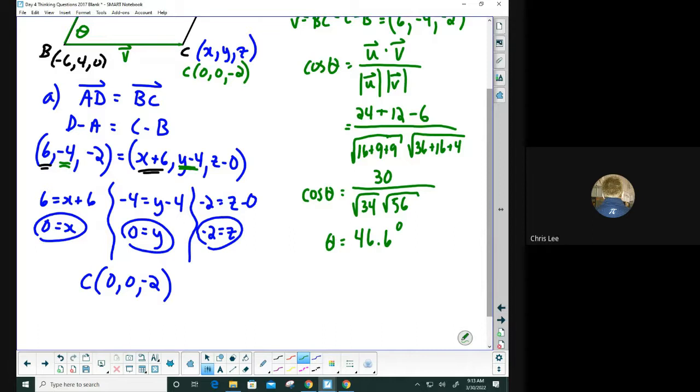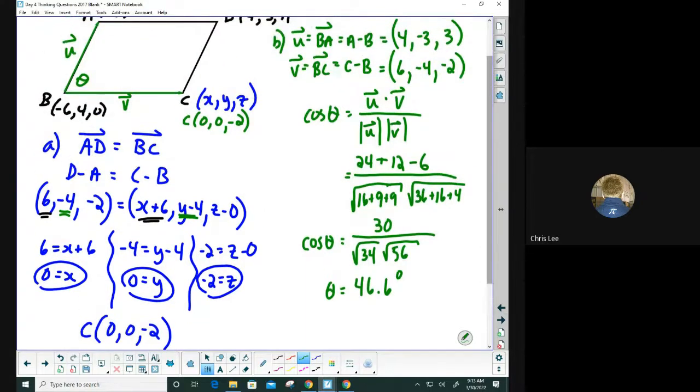I got 46.6. That's what I did. Sure I haven't made any silly mistakes. Multiply 24, multiply that as 12, multiply this as -6, add them up. And then square root of the squares, 16, 9, and 9, 36, 16, and 4, add them up. Punch that in a calculator, 46.6.